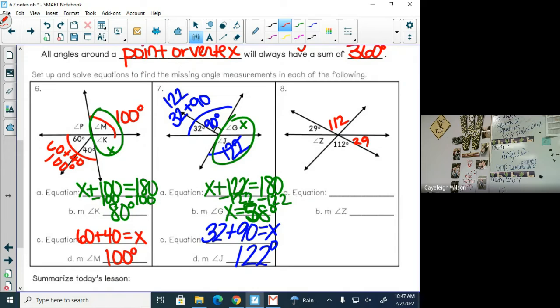Now, I've got to find this one. And I know that, look, this is a straight line right here. See that straight line? Which means if they're on a straight line, then they are.